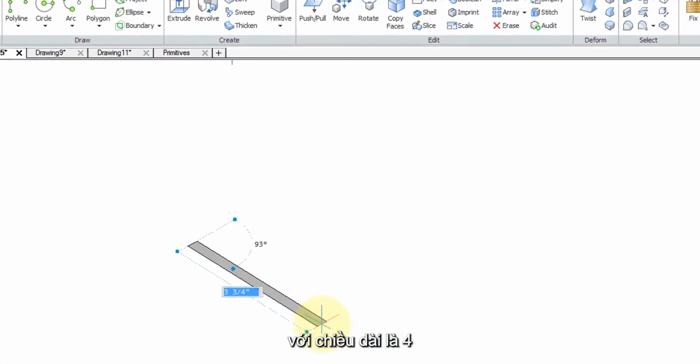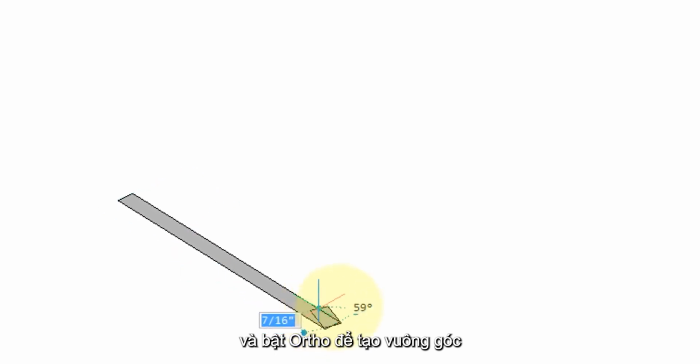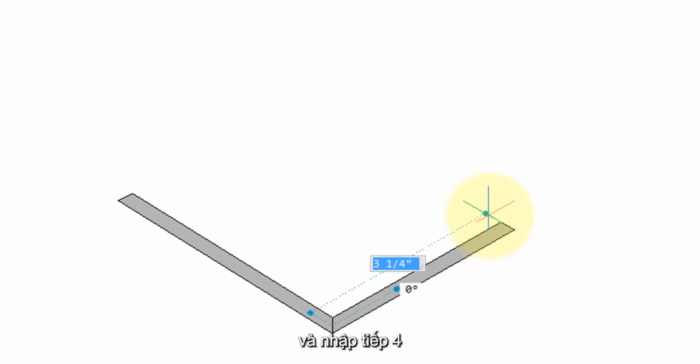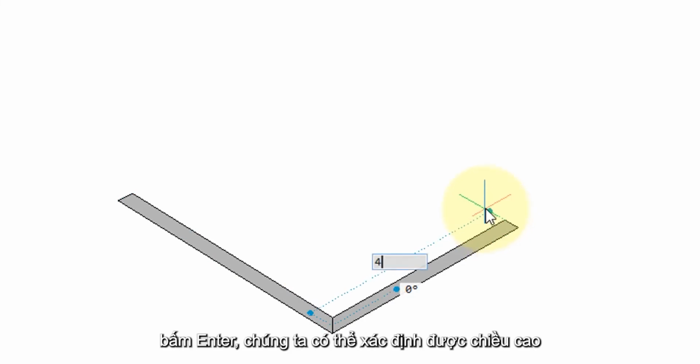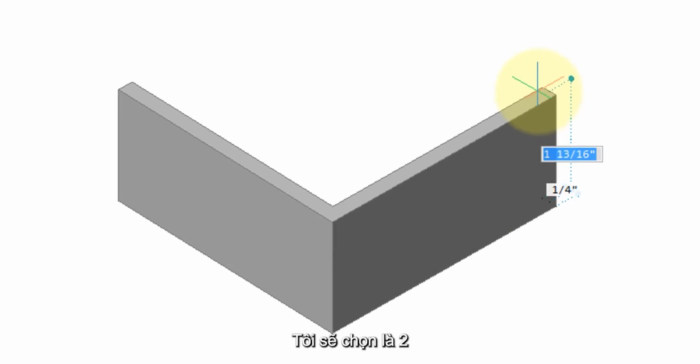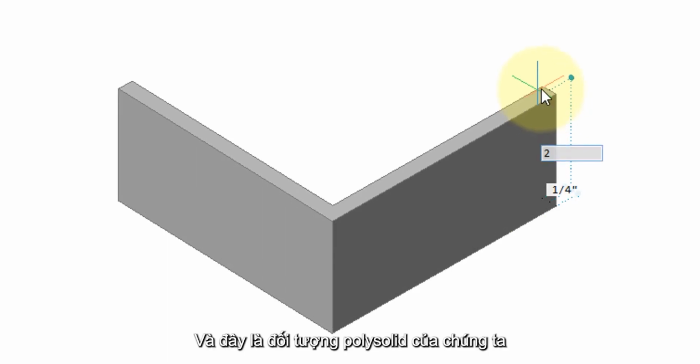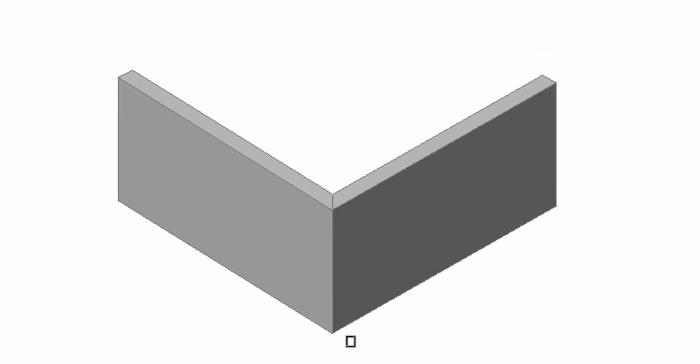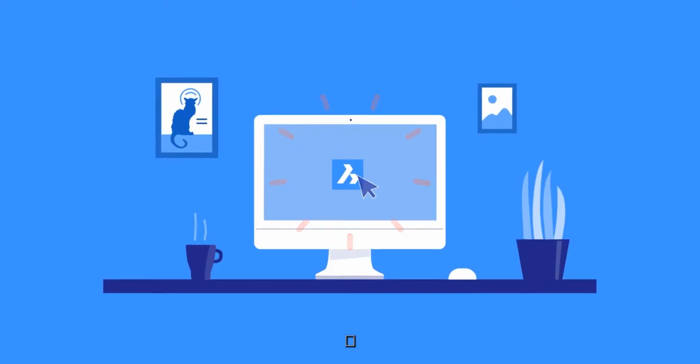And there's a length. I'm going to enter in 4 so that it is 4. I'm going to turn on ortho so that we have it at right angles, and another 4. Now when we press enter, we can specify the height, and let me give it a height of 2. And there's your polysolid.